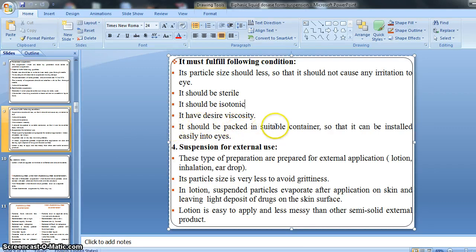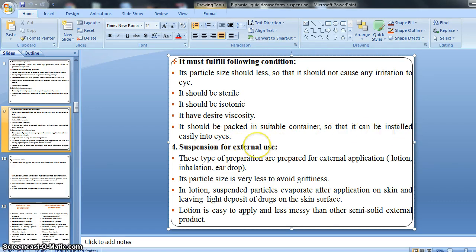It should be packed in a suitable container so that it can be instilled easily into the eyes, right? Means like our eye drops, the eye suspension or ophthalmic suspension should be packed in a suitable container in order that the preparation can be instilled easily into the eyes, right? That's why it is very necessary to pack it in a suitable container, right?